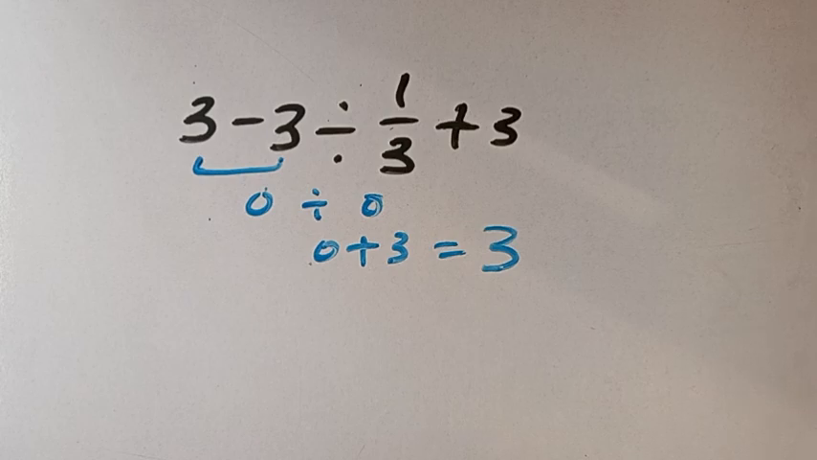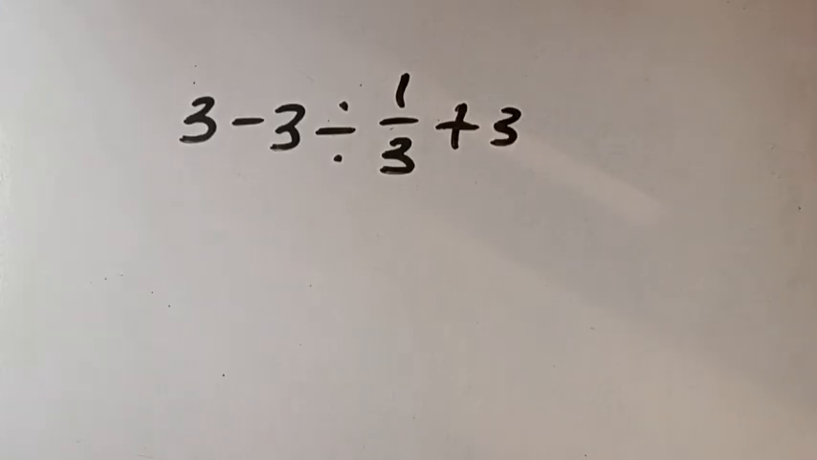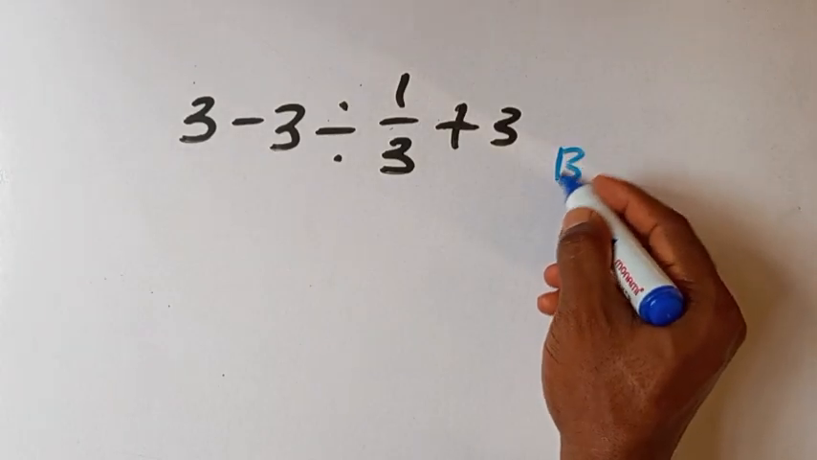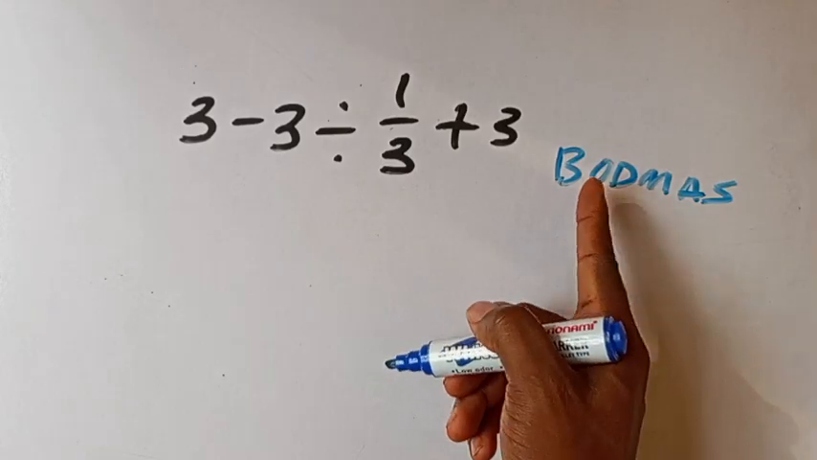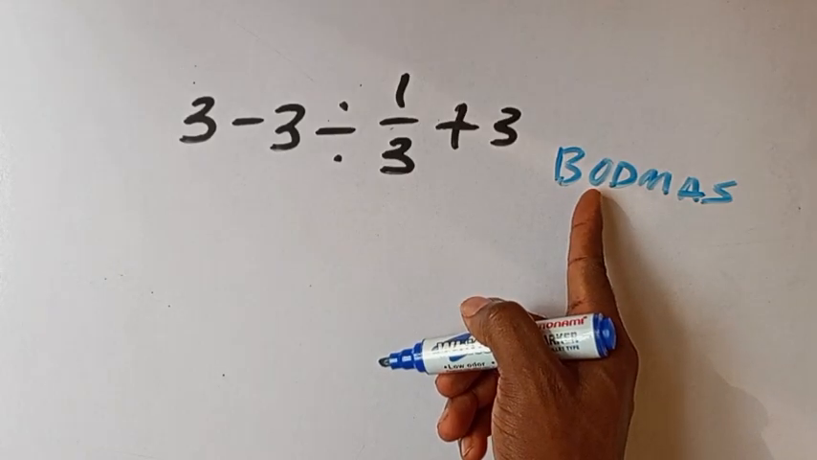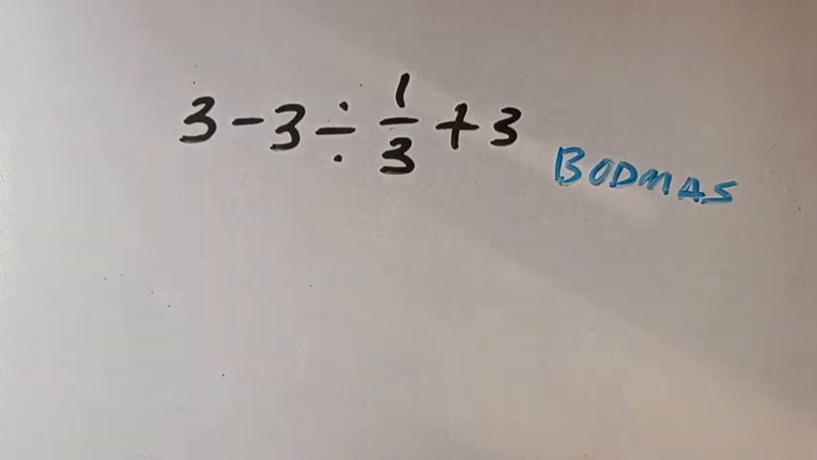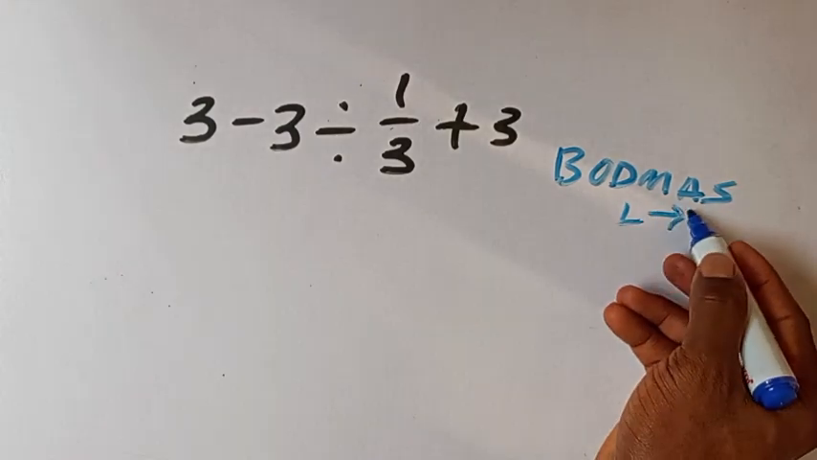The reason why that is not the correct answer is because there is an order of operation that we use. Order of operation, which is BODMAS, right? So, B is for brackets, division, multiplication, addition, then subtraction. And when we are solving this rule, we are solving from left to right.